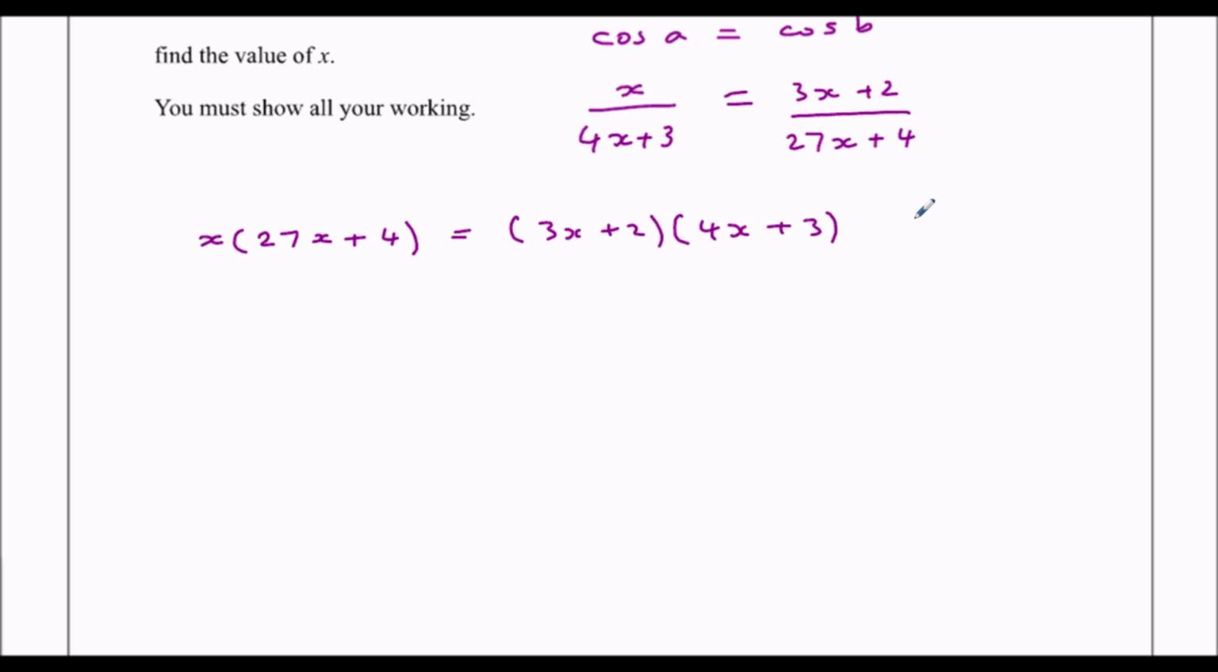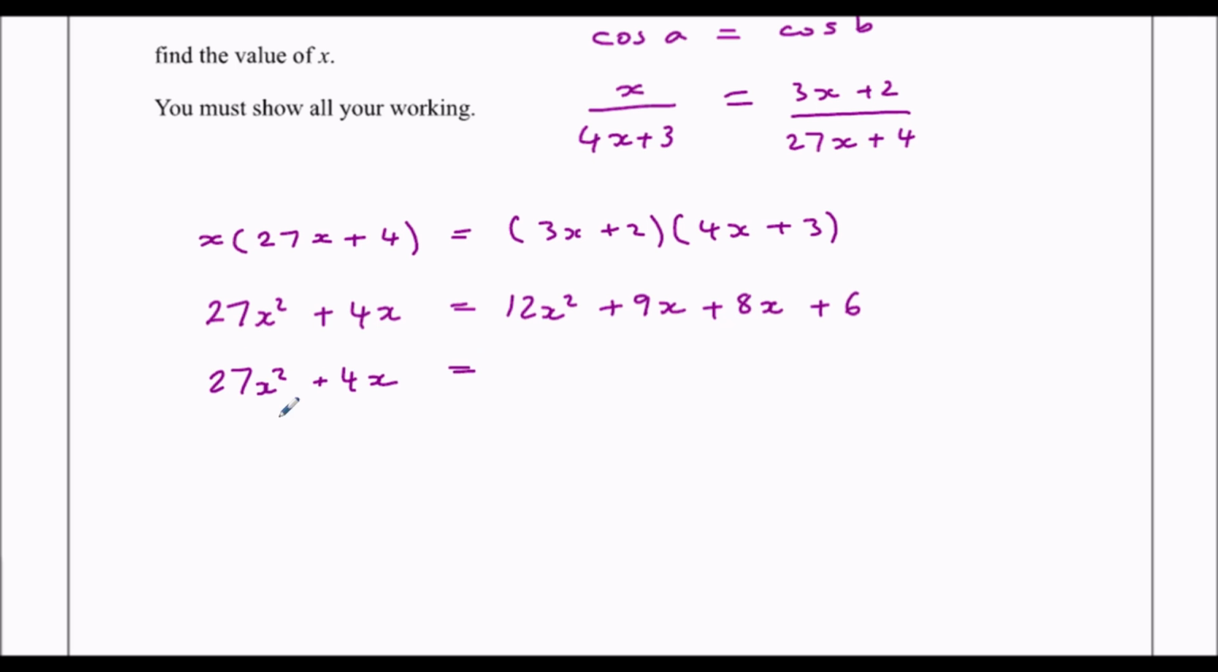So now we've got brackets to expand. So let's expand them all. x times 27x, 27x squared. x times 4 is 4x. 3x times 4x is 12x squared. 3x times 3 is 9x. 2 4x's are 8x. And 2 3's are 6. Collecting the like terms, I'm going to leave my left side as it is. I'm just going to add up my 9x and my 8x for 17x.